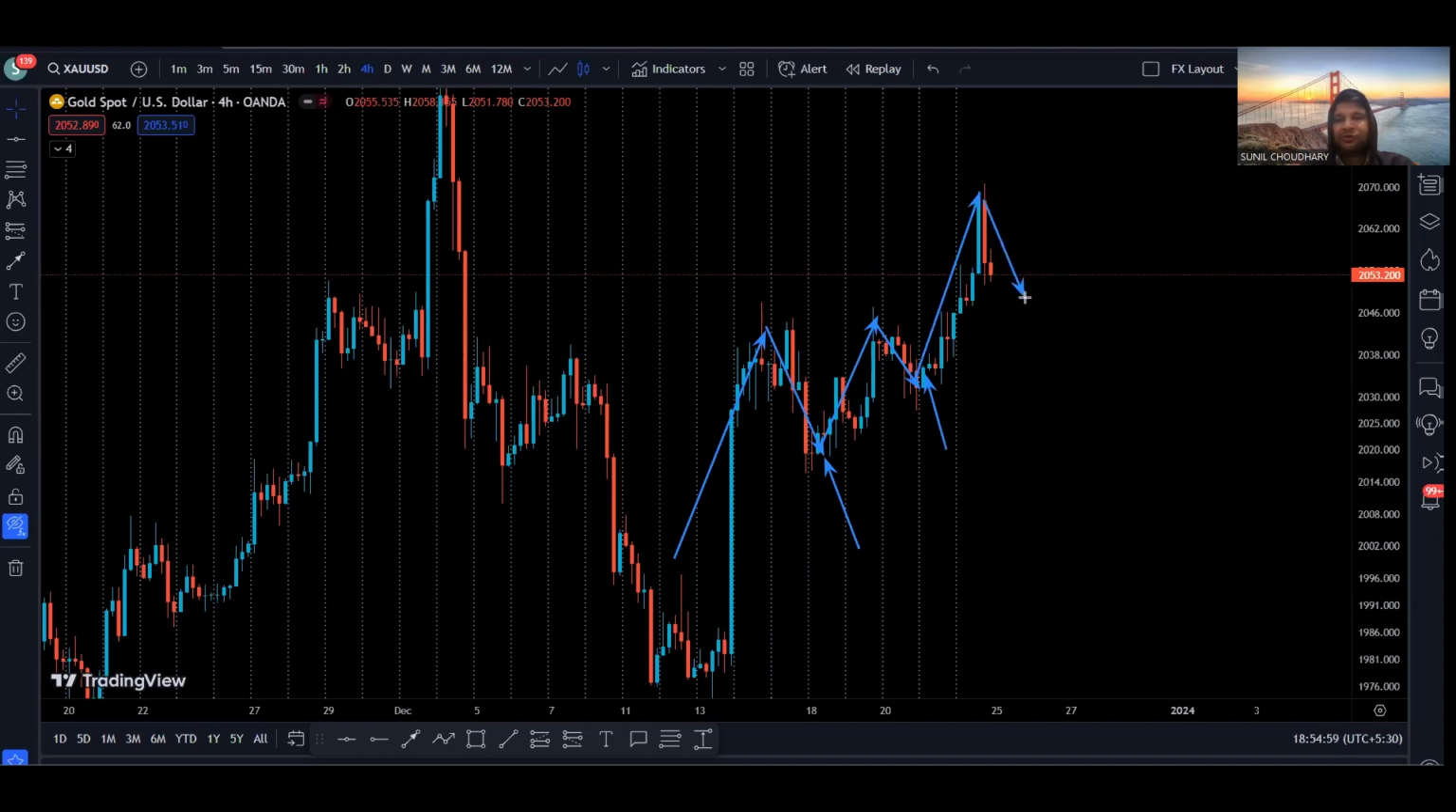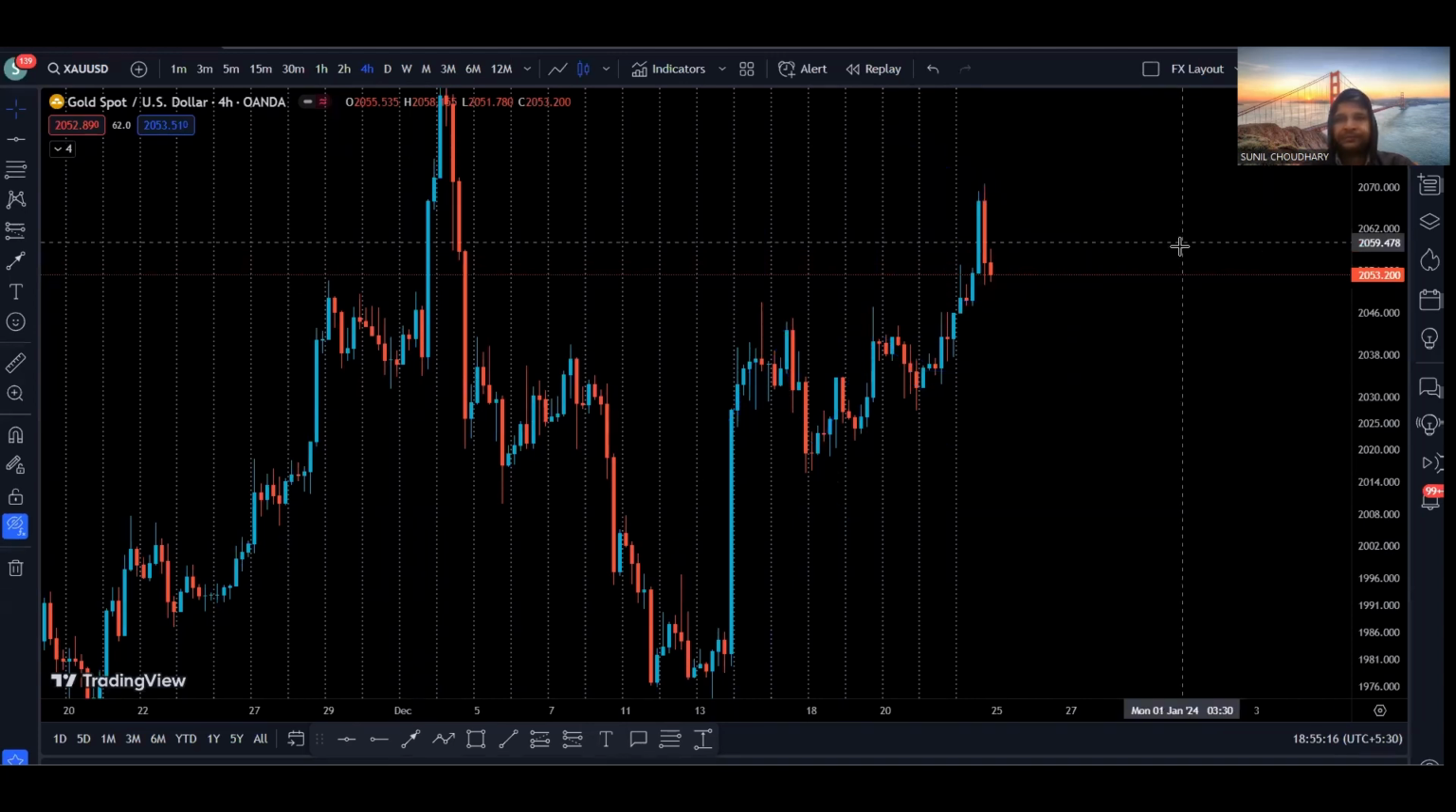I'm waiting for some kind of support formation. The price can form support in this area, or we can form support in this area, or the price can come down here and find support in this area. Finally, it would continue going to the upside to reach the previous high created. That is something I anticipate on the 4-hour time frame.